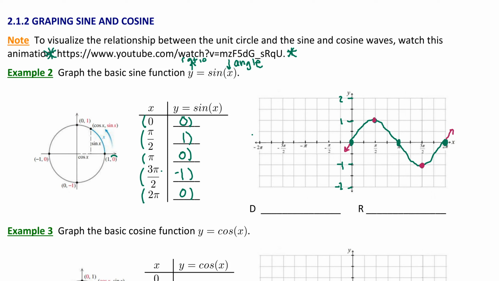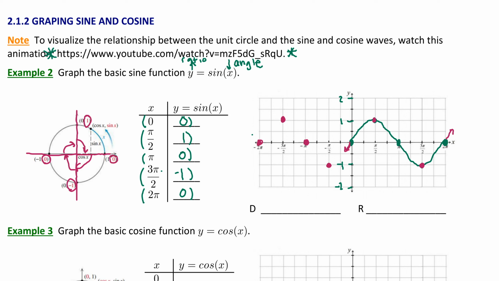So let's use the unit circle to generate a few more key points on this graph. If we rotate to negative pi over 2 radians and we find sine of negative pi over 2, we can see the value there is negative 1. So we have ordered pair negative pi over 2, negative 1 on the graph. If we rotate to negative pi radians, sine of negative pi is 0. So we have another ordered pair, negative pi, 0. Continuing around to negative 3 pi over 2, sine of negative 3 pi over 2 is 1. So we have ordered pair negative 3 pi over 2, 1. And then back to negative 2 pi, sine of negative 2 pi is 0.